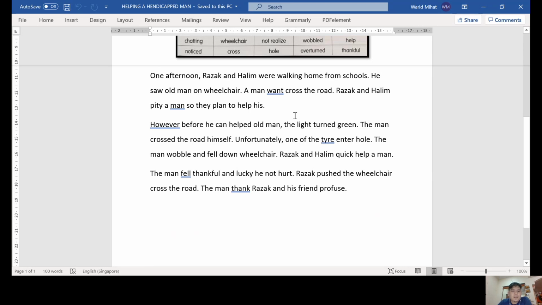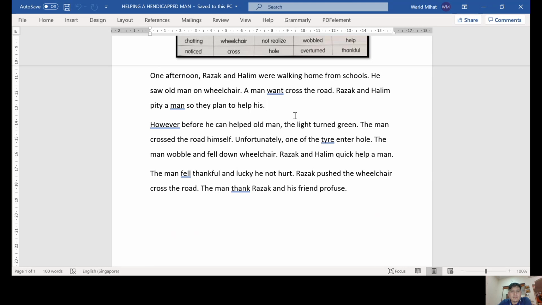So one afternoon, Raza and Halim were walking home from schools. He saw old man on wheelchair. A man one crossed the road. Raza and Halim pity a man, so they plan to help his. However, before he can help old man, the light turned green. The man crossed the road himself. Unfortunately, one of the tire entered hole. The man wobbled and fell down wheelchair. Raza and Halim quick help a man.